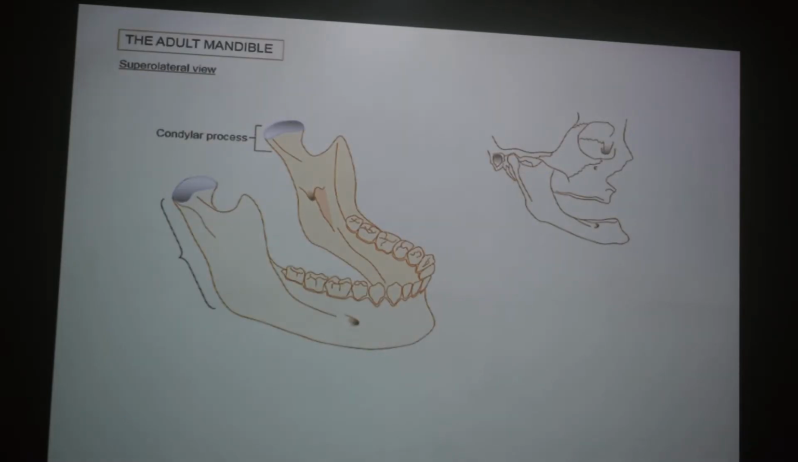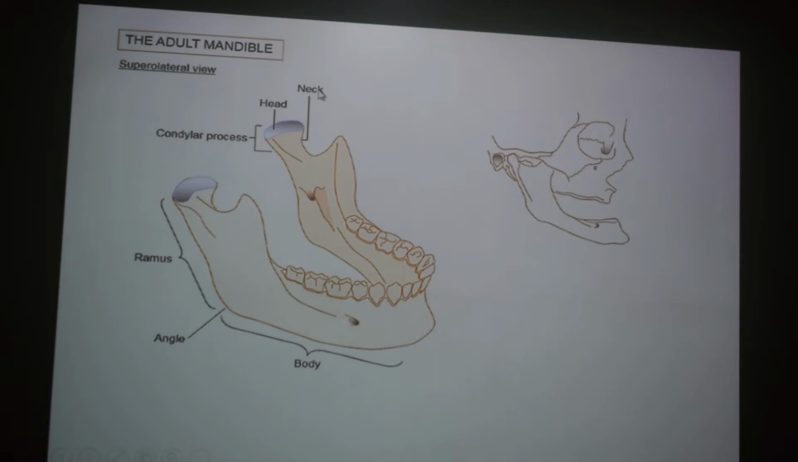Okay. This is again a quick review of the mandible. So this is the ramus of the mandible. This is the angle. You can see the body of the mandible. This is the head of the mandible, or the condylar process, and within this constricted portion of the head of the condylar process is called the neck of the mandible.